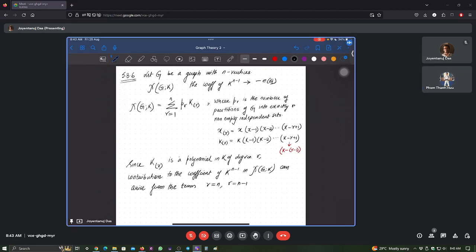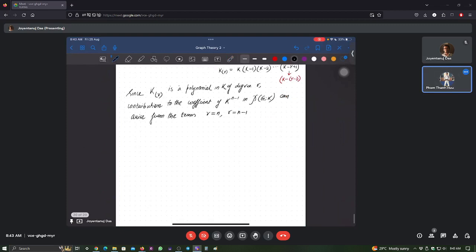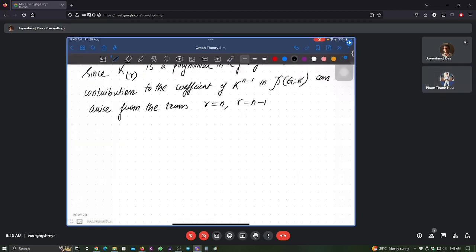So now we have to look at the case for r equals n and the case for r equals n minus 1, right? What does r equals n mean? By definition, that is P of n, the number of partitions into exactly n non-empty sets, right? So the only partition is where every element is a singleton.